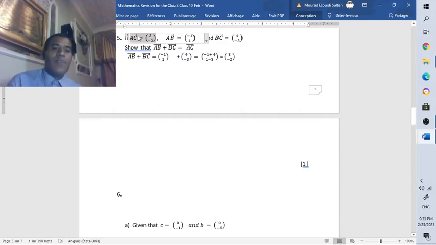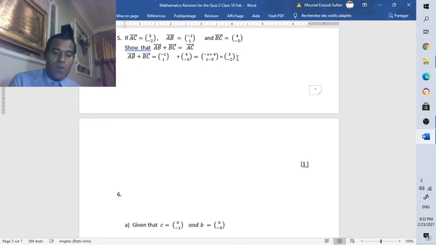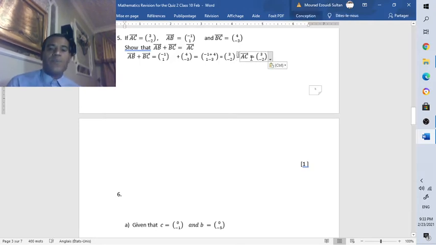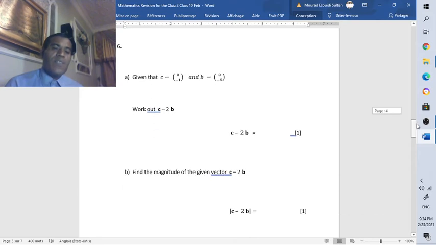Okay, is equal to the column vector equal to. Okay, this is how you can show this result. Then the second one. Now question number 6.